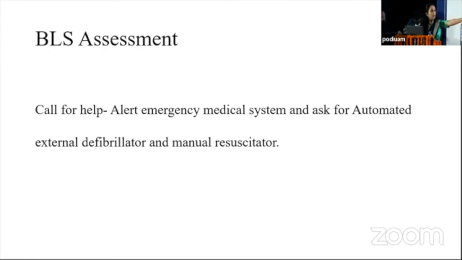I will just show you the manual resuscitator. This is the automated external defibrillator. You can see this is the automated external defibrillator, and that is the manual resuscitator. In BLS training, you need to be familiar with these two equipments. Remember one thing for sure: for BLS training, you don't need to have very advanced knowledge of the medical system or medical equipment. But these two equipments, the automated external defibrillator and the manual resuscitator, would be very helpful to give BLS support to any patient.